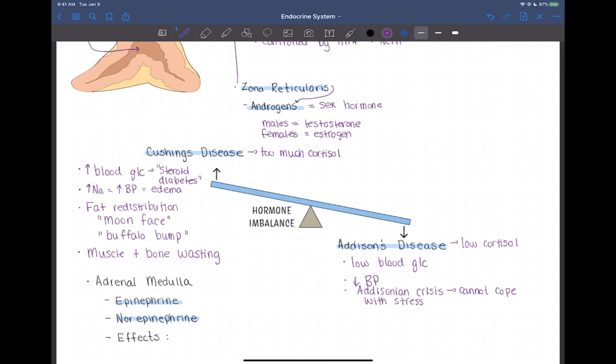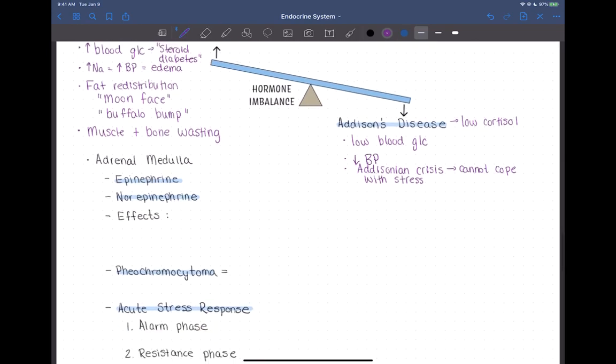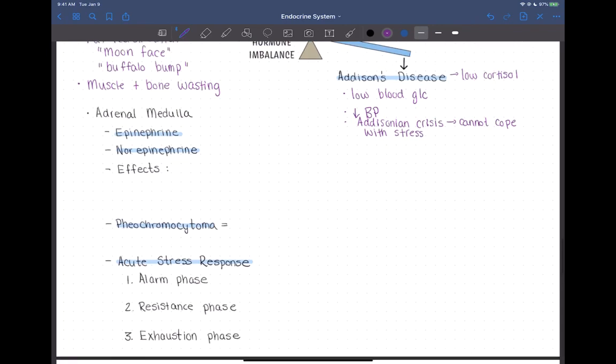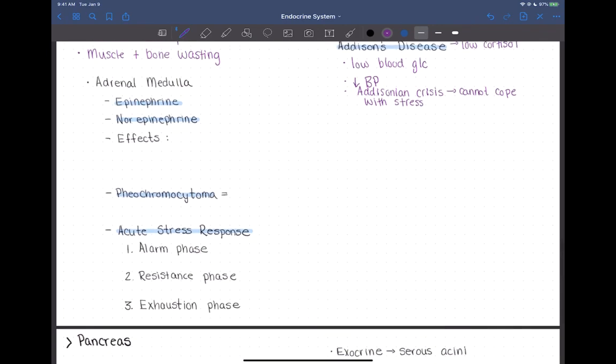All right, so we're going to stop there for this video. And so for the last one for this chapter, we will continue to talk about the adrenal medulla with epinephrine, and then the pancreas and a few other endocrine organs.